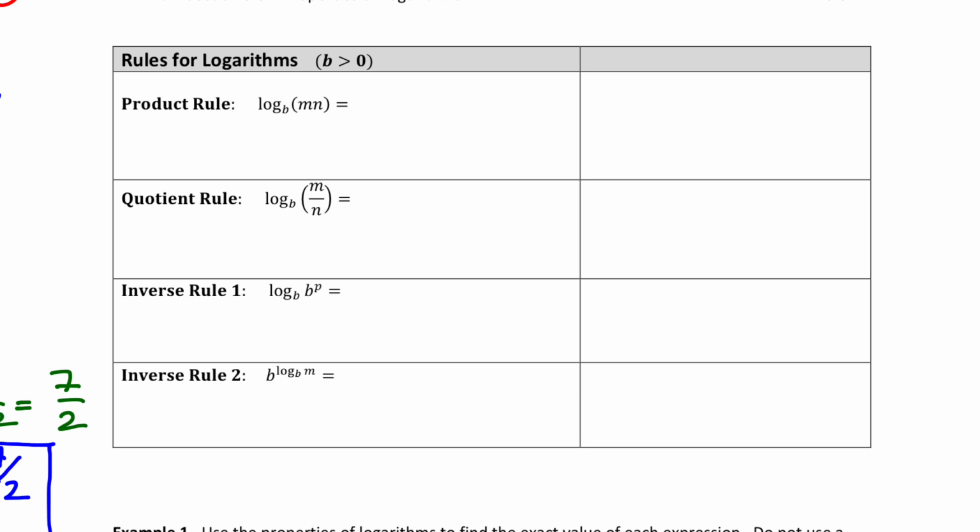So there's one more rule we really should have in here, but I'll get to that after. I see I didn't put it on here. I should have put it on here. I'll put that in a minute. But first of all, we're going to do the product rule. Log base b of m times n.